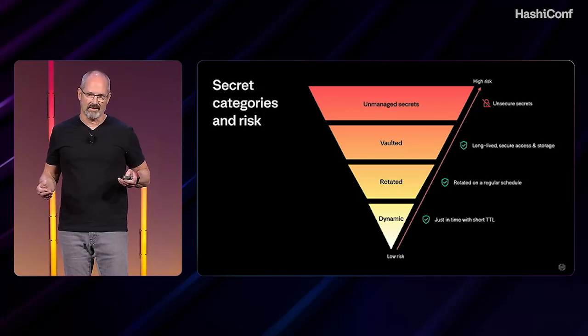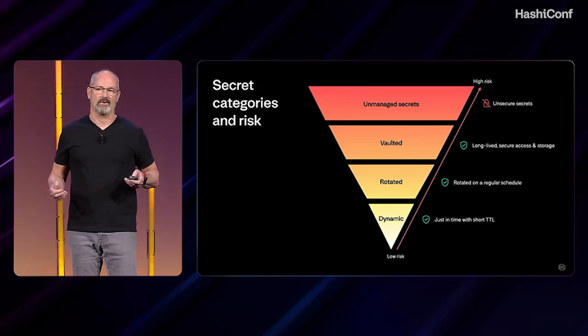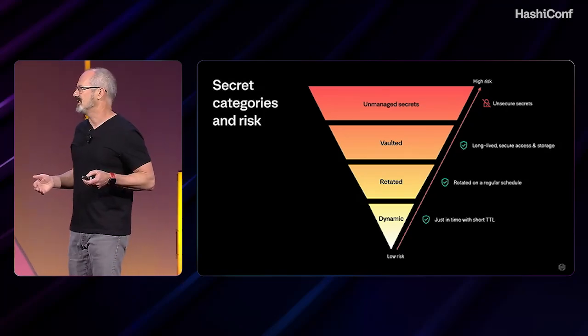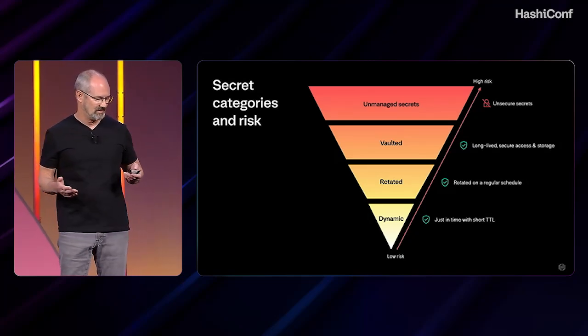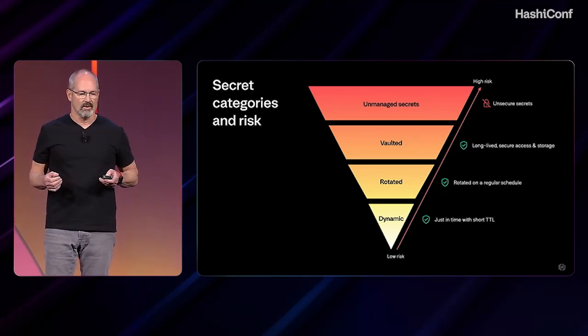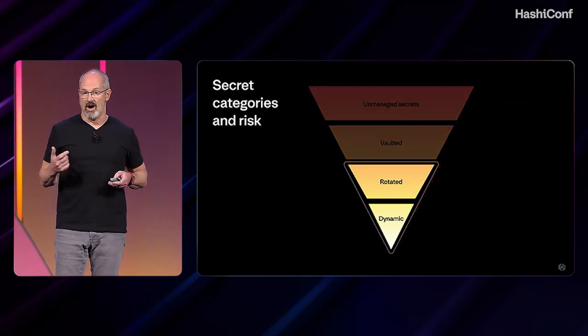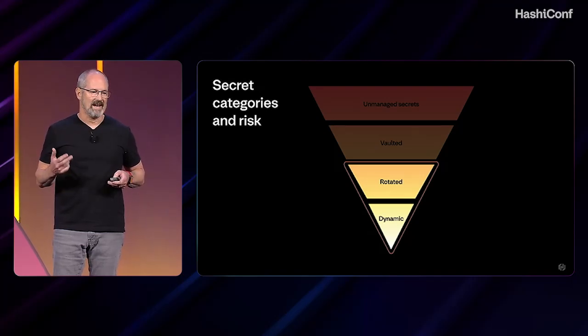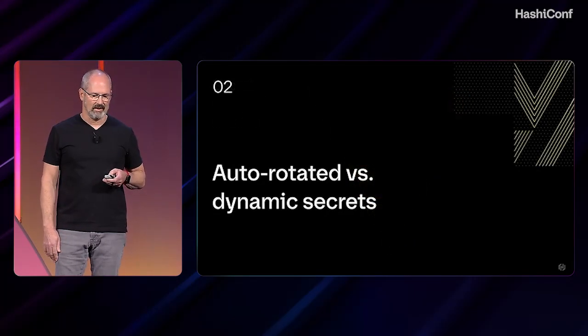But if they're long-lived, somebody's still going to access a secret and put it in an unsecure location. It's just going to happen, statistically speaking. So really, what you're left with is having auto-rotated secrets or dynamic secrets, and that's what I want to drill down into a little bit, and that is obviously a much more secure way of doing things.